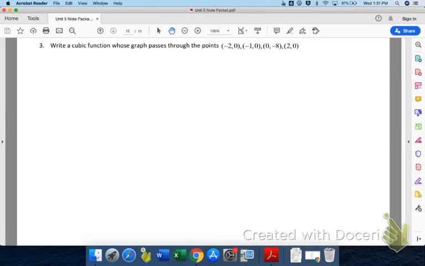So -2, 0, -1, 0, 0, -8, 2, 0. Basically what I want to do is identify which ones are the zeros. The ones that are my zeros are going to be my x-intercepts, aka y's got to be 0. So we've got 3 of them here once again: -2, 0, -1, 0, and 2, 0. Again, that means these each have to equal x.